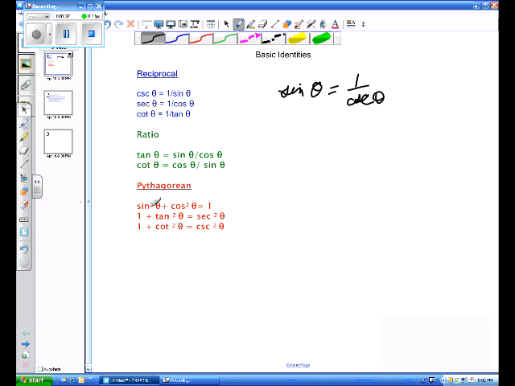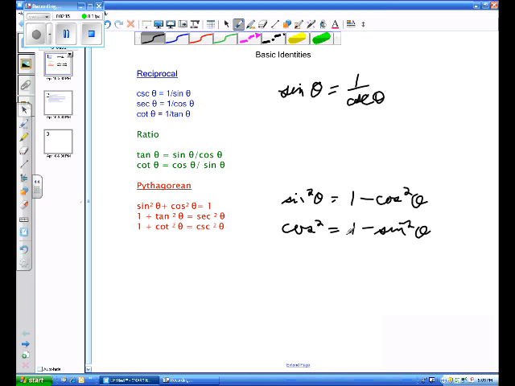And then we had our Pythagorean identities: sine squared plus cosine squared equals 1, 1 plus tangent squared theta equals secant squared theta, and 1 plus cotangent squared theta equals cosecant squared theta. And if you'll remember, each one of these also had variations. We could take this one and solve it for sine, and so we would get that sine squared theta equaled 1 minus cosine squared theta, and cosine squared theta would be equal to 1 minus sine squared theta.